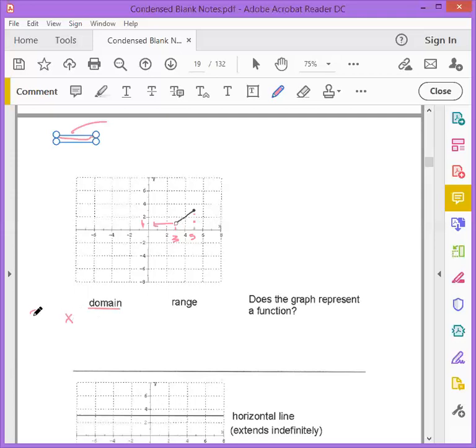So x is somewhere between 3 and 5. Now could x be 3 itself? No, it could not. That's what that open circle represents. So it would just be 3 less than x.